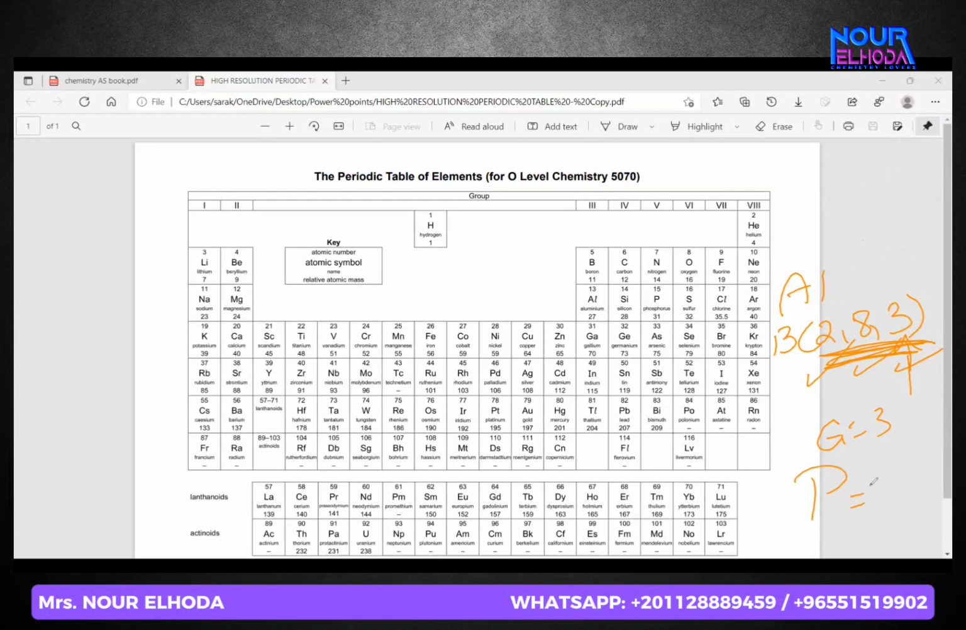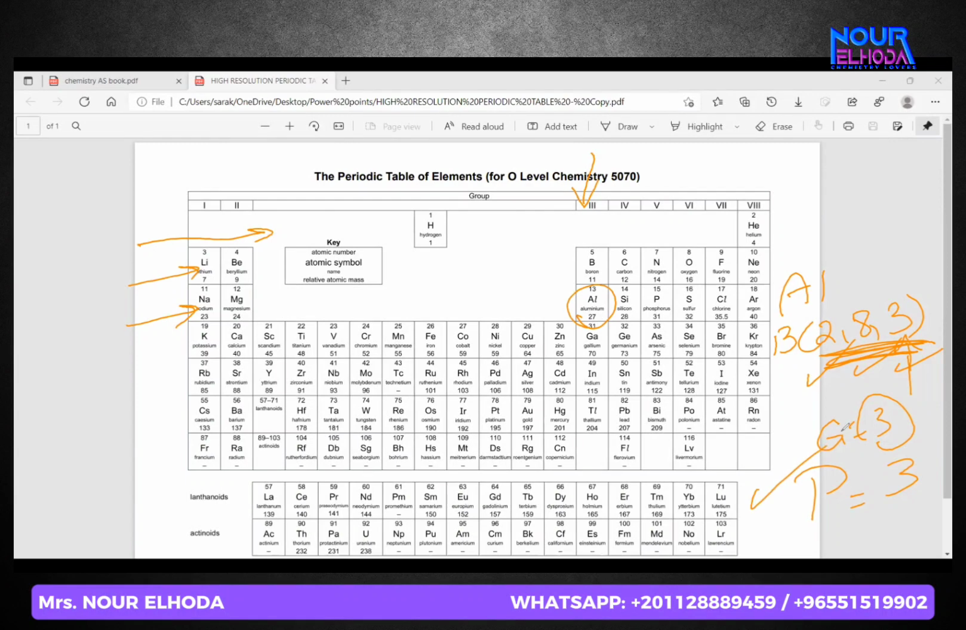So this means I'm in which period? 3. Good job. So I'm going to say I'm in period 3. Let's check: group 1, group 2, group 3 and period 3. Aluminium is here. So my work is 100% correct.